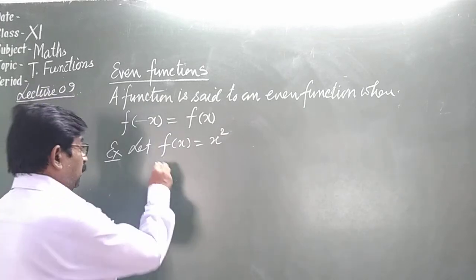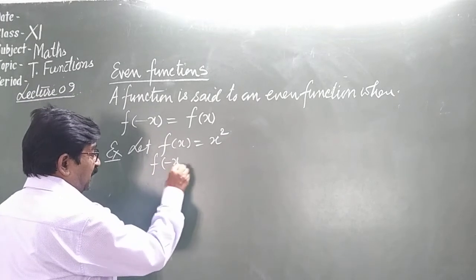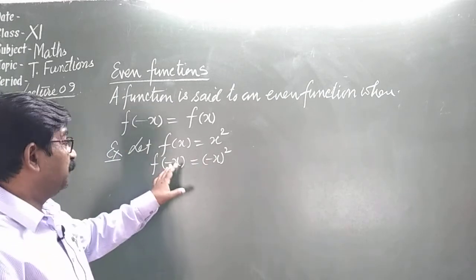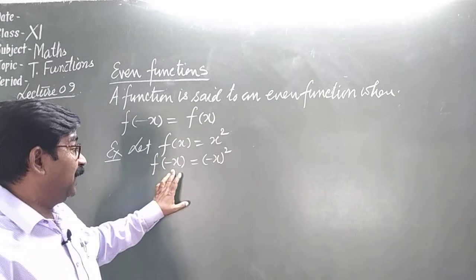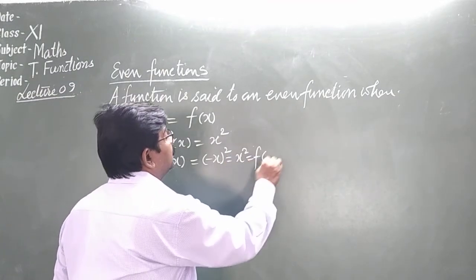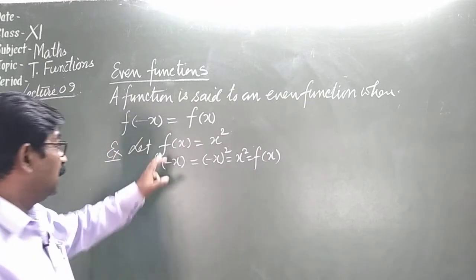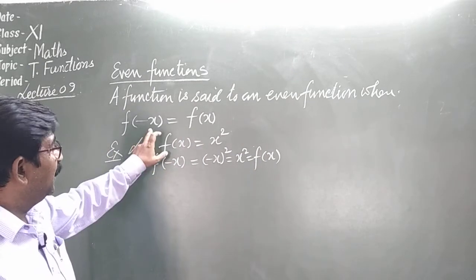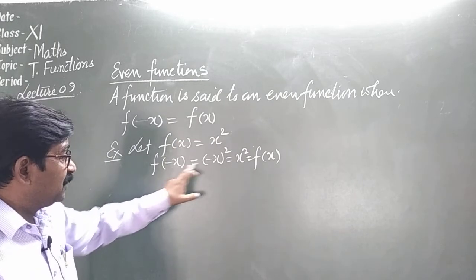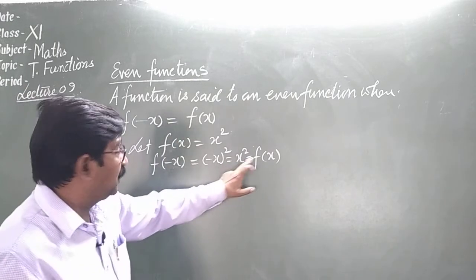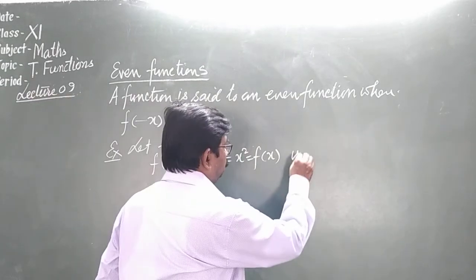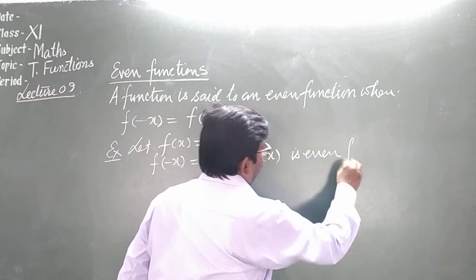If we put f(-x) is equal to (-x) square, what I have done is, in place of x, I have taken minus x. So its value is what? x square, which is f(x). It means if we take the minus sign, it again becomes the same function. So f(-x) is equal to (-x) whole square, that is x square, which is equal to f(x). So the function is an even function.